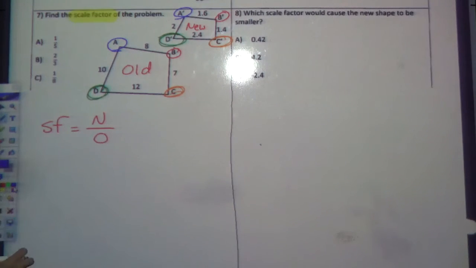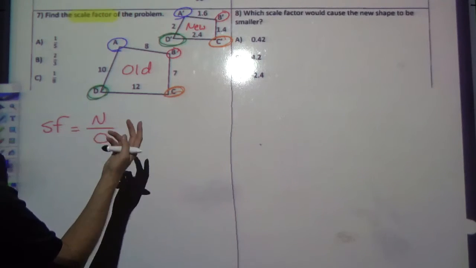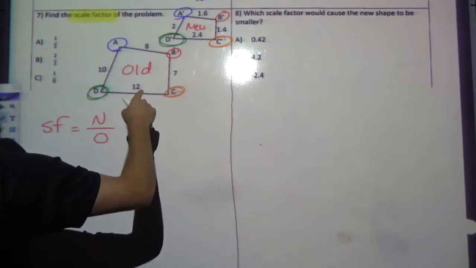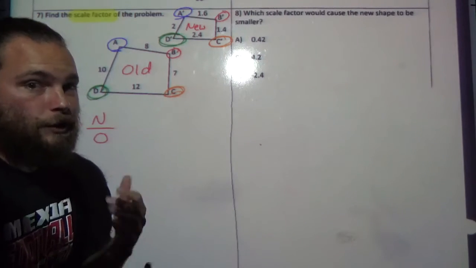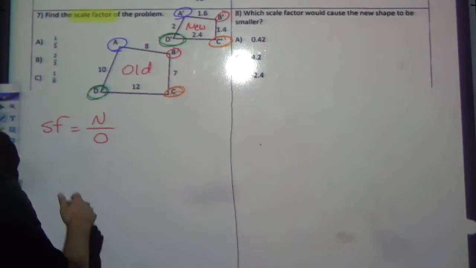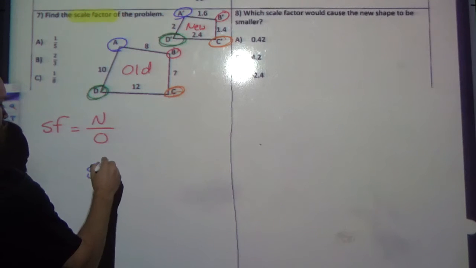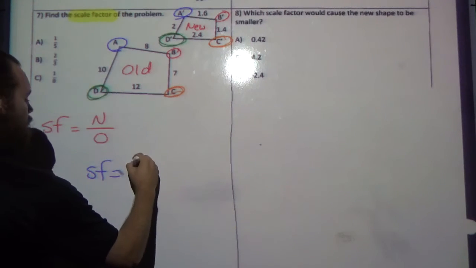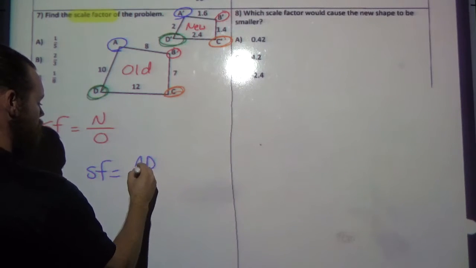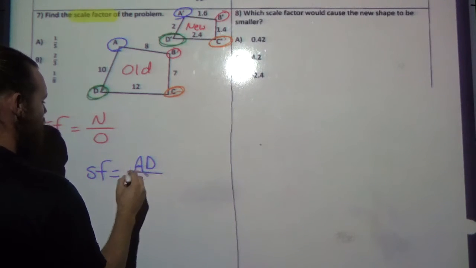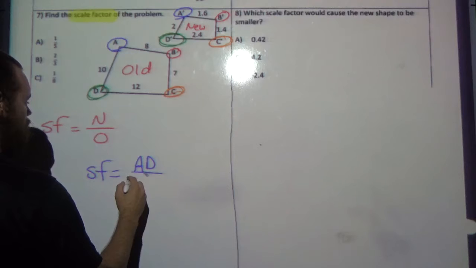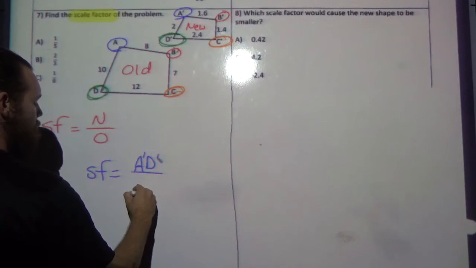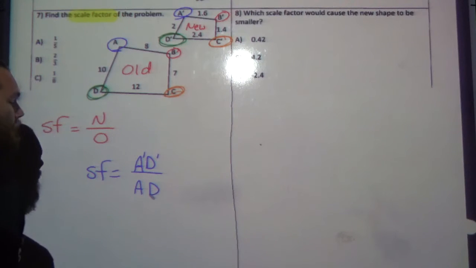So what I'm going to do is use just two. I'm going to use AD, and that's all you need. You just need two sides, one from each shape. So our scale factor is your new measurement divided by the old shape. I'm sorry, the new shape is A prime, D prime. And the old shape is AD.